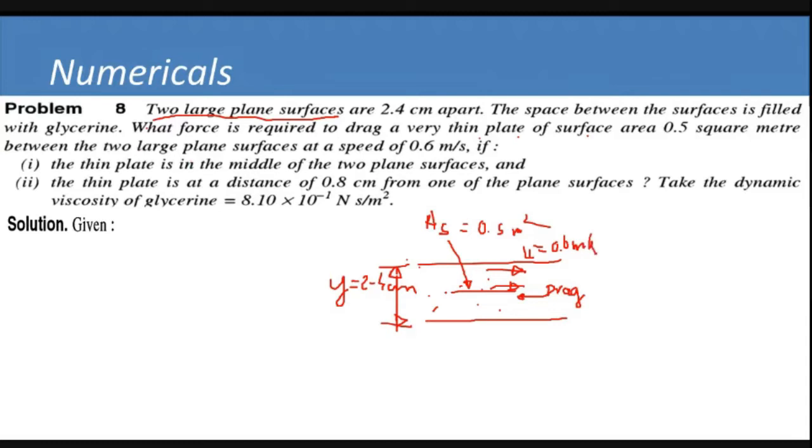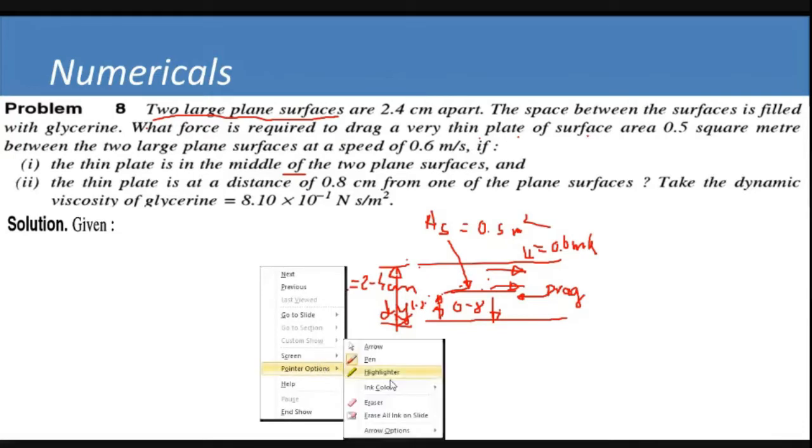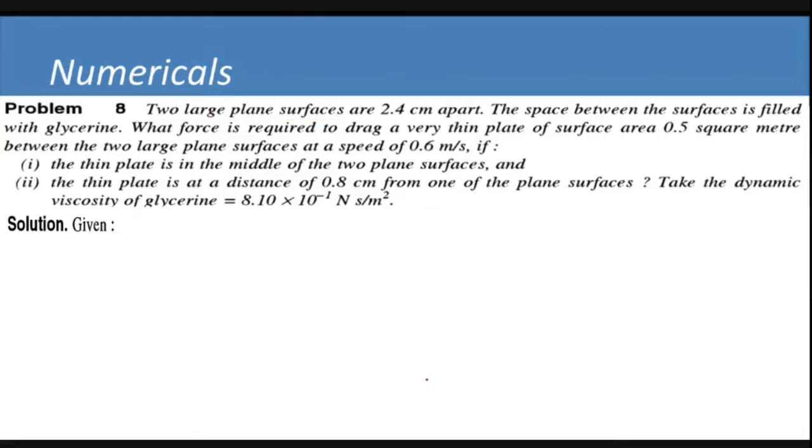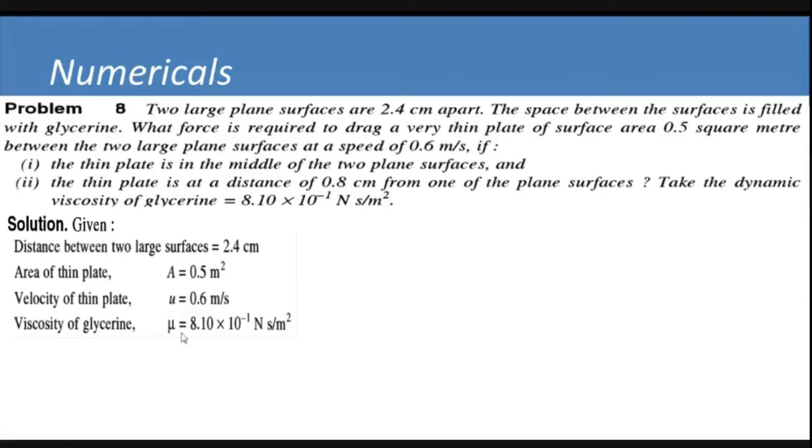Now here there are two cases for the location of this plate. In the first case, it is at the center, that means 1.2 centimeter from the bottom and 1.2 centimeter from the top. In the second case, it is 0.8 centimeter from one of the plane surfaces. So in both cases the distance dy is different, and we will solve this problem for two different cases. Also the viscosity is 8.1 into 10 power minus 1 Newton second per meter square. This is a given condition.